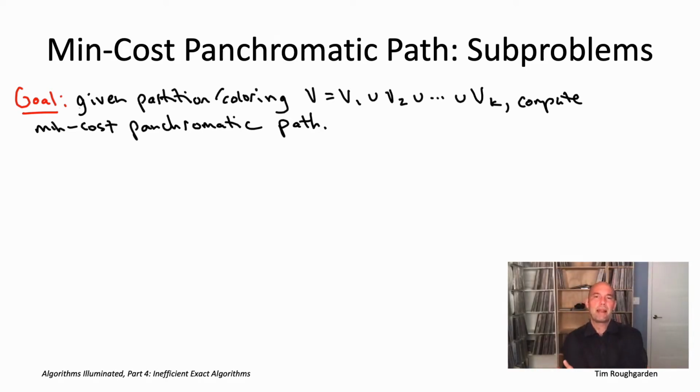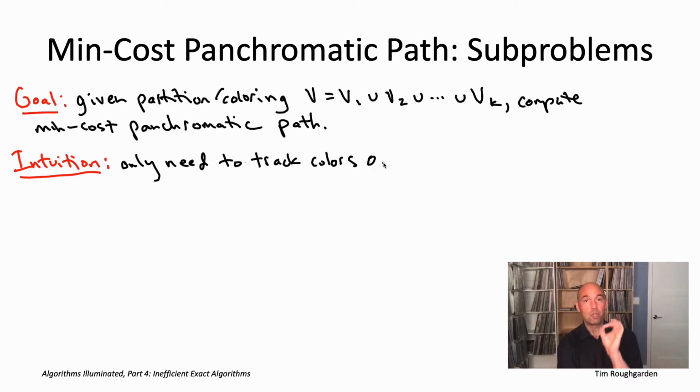So why is this panchromatic constraint helpful? Why does it allow us to design a faster algorithm? Well, remember, the reason we had this n to the k subproblems in the original minimum cost k-path problem is because we kept track of exactly what vertices a path had visited so far. The big savings you get in the panchromatic case is you do not have to remember the identities of the vertices that you've seen so far.